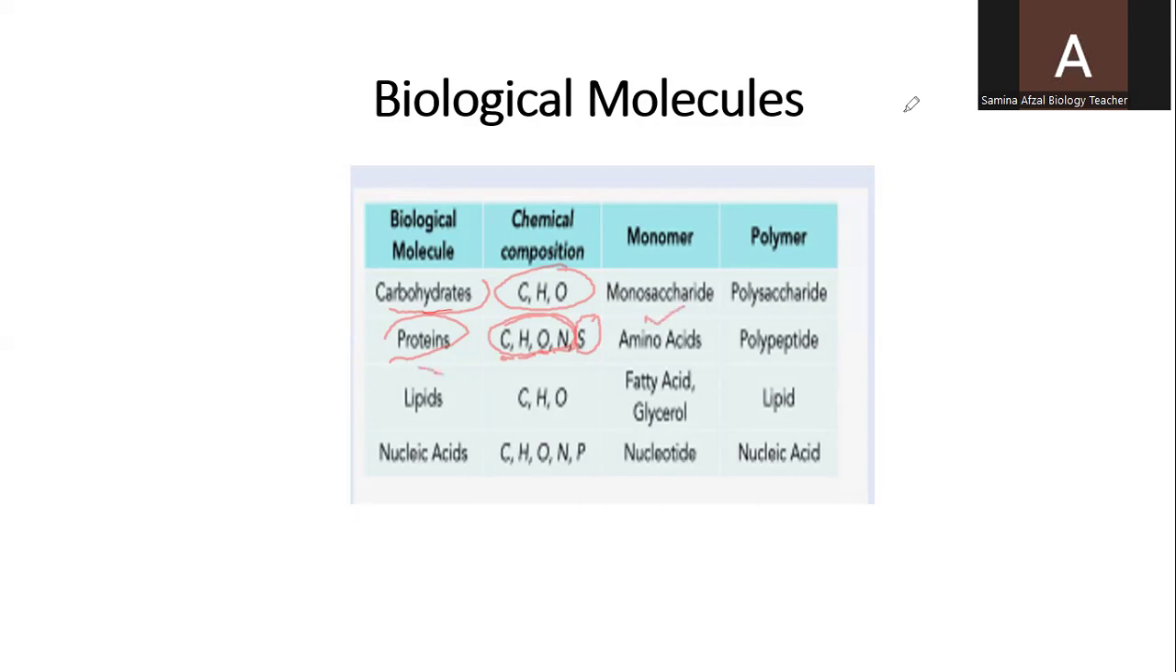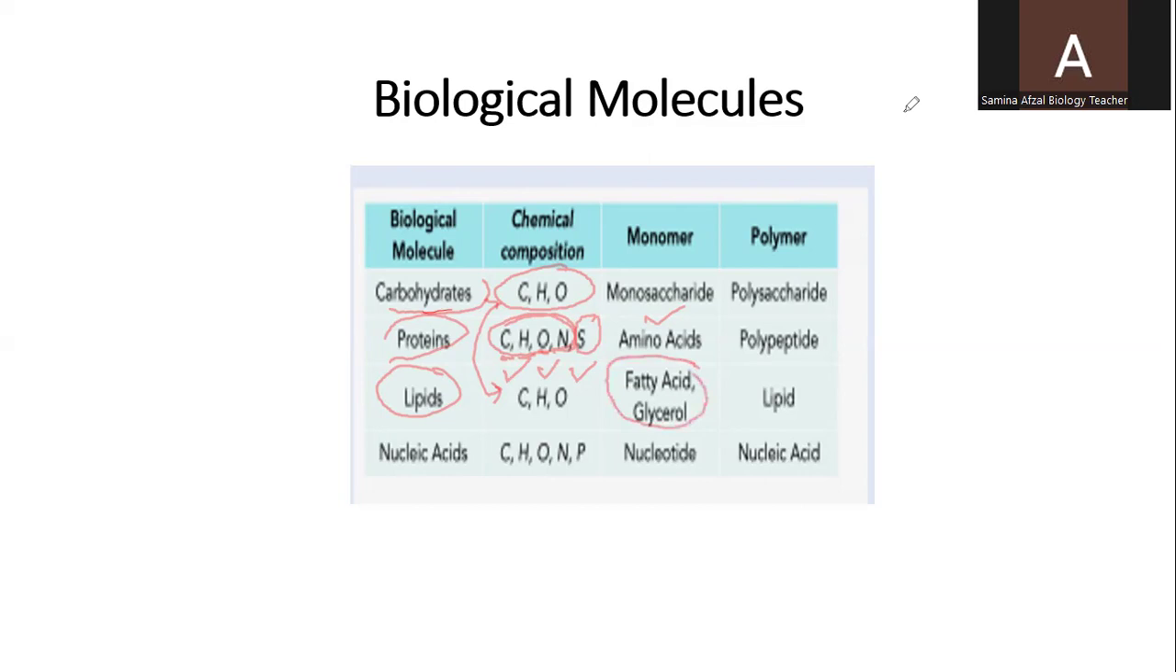The third type of biological molecules are lipids, and lipids are also made up of three elements: carbon, hydrogen, and oxygen, just like carbohydrates. But in carbohydrates, the ratio of hydrogen to oxygen is 2 to 1, whereas here the ratio is 16 to 1 or 18 to 1. It means in lipids there will be the lowest concentration of oxygen, so they are different from carbohydrates. The monomers of lipids are fatty acids and glycerol.